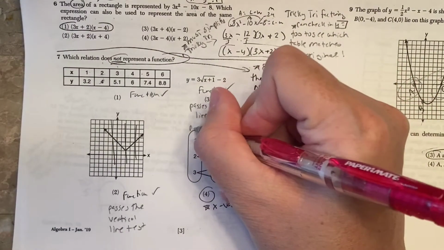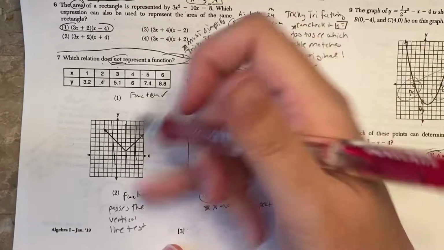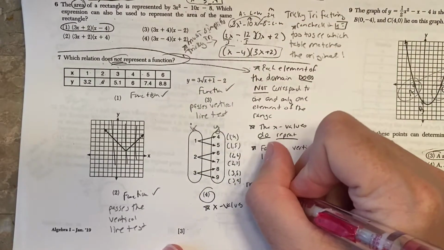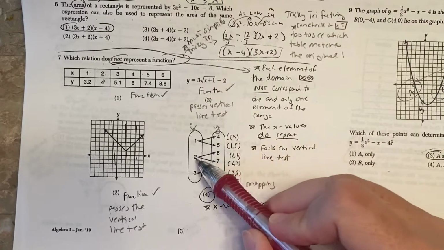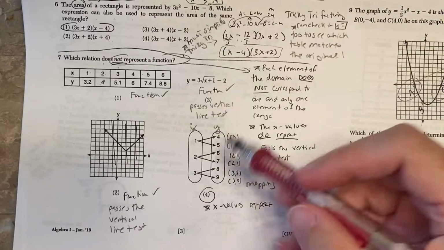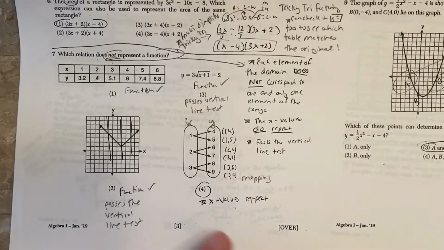This is your mapping. Okay, this is your x and this is your y, or your domain and your range. Okay, I'm going to write mapping over here. If you match them up, 1, 4, 1, 5, 2, 6. I mean, you could even hear me saying that x is repeated, so that's no good. So it is choice 4. X values repeat, no good, not a function.